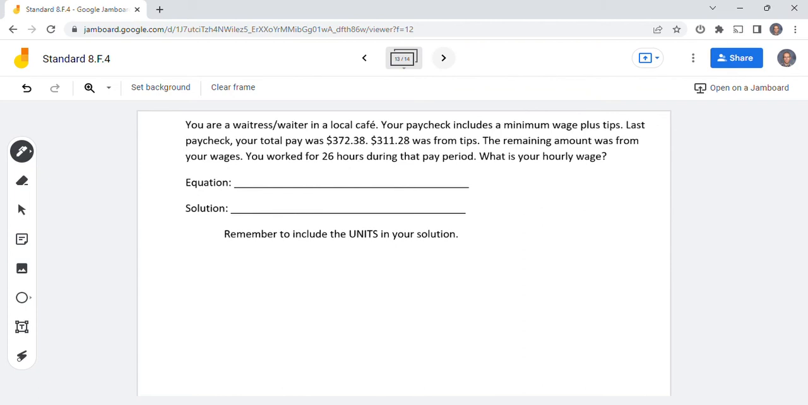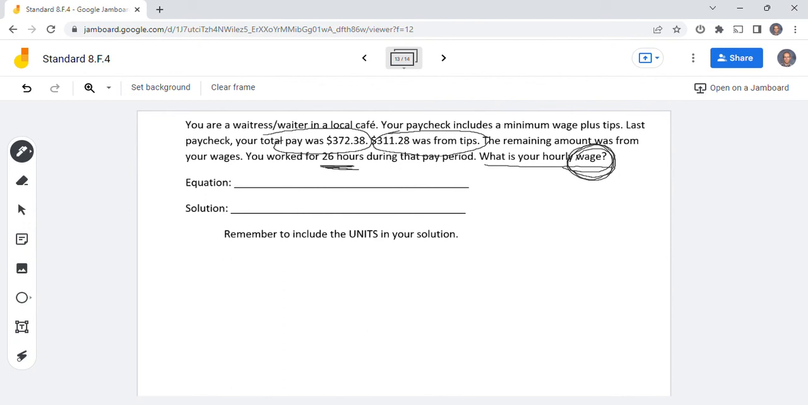Next, we're trying to take a look at wages. So it says, what is your hourly wage? All right, we know our total pay. We know our pay from tips. And the remaining amount was from your wages. Cool. So there were 26 total hours. If we take that 26 and multiply it by our wage, then we get the amount of money that we make from our hourly pay.